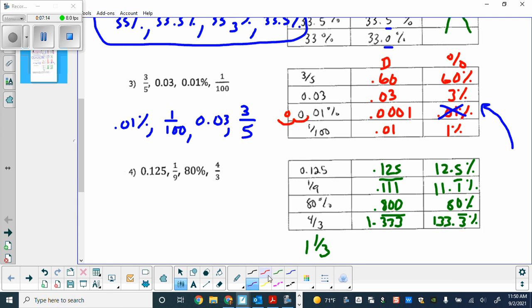Thinking about our number sense, this is the only one that's more than a whole. In fact, you can see it's 4/3, so that's definitely more than a whole. So that's for sure going to be the biggest number. All right, now the smallest one here is the 11.1%. So we're going to start out with a 1/9. Then we've got our 12.5%, so the 0.125. Then was the 80%, and we had here the largest number was the 4/3.